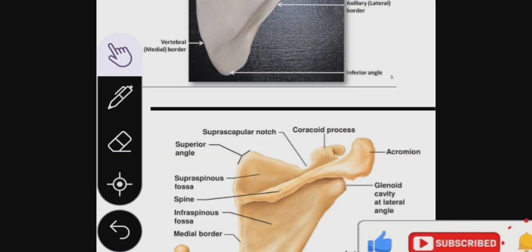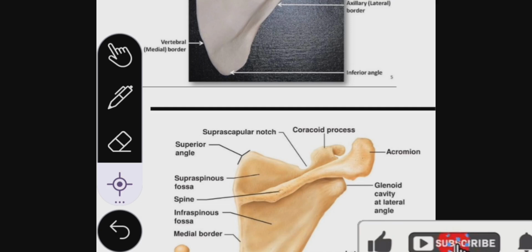The scapula is a triangular bone. You can see it on the screen. It lies on the posterior thoracic wall and usually forms the posterior part of the shoulder girdle. It has a costal or anterior surface and a dorsal surface. It has a superior border, a medial border, and a lateral border. It has a superior angle, an inferior angle, and a lateral angle.